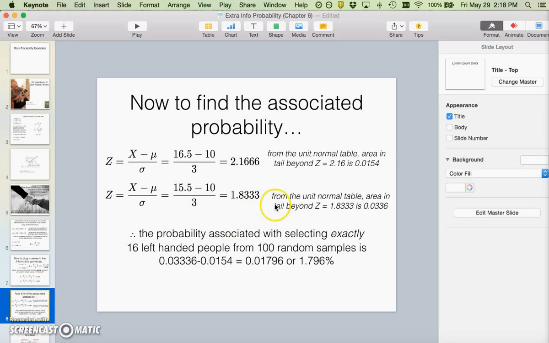Now we can take these values and plug them into our z table, and we find the probabilities associated with these values. So the probability associated with a z of 2.16 in the tail is 0.0154, and similarly the probability associated in the tail with a z value of 1.833 repeating is 0.0336. So now, in order to find the probability of the area that we are looking for, we have to subtract these two values.